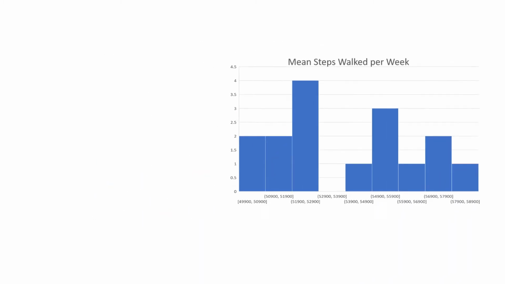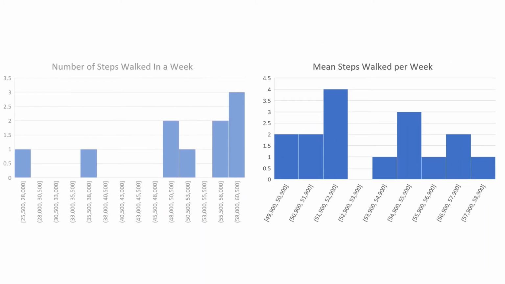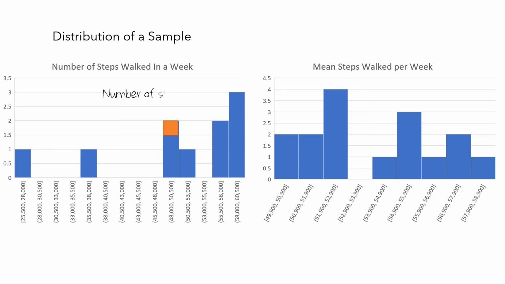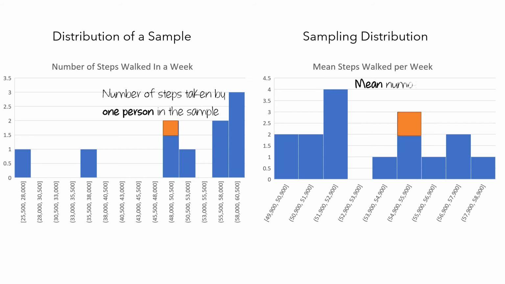We'll compare this distribution of sample means to the distribution of our first sample. The histogram on the left is a distribution of a sample. Each data point in this distribution is the number of steps taken by one person in the sample. In contrast, the distribution of sample averages is called a sampling distribution because it is generated by a process of repeated sampling. Each data point in this distribution is the mean number of steps taken by one 10-person sample.